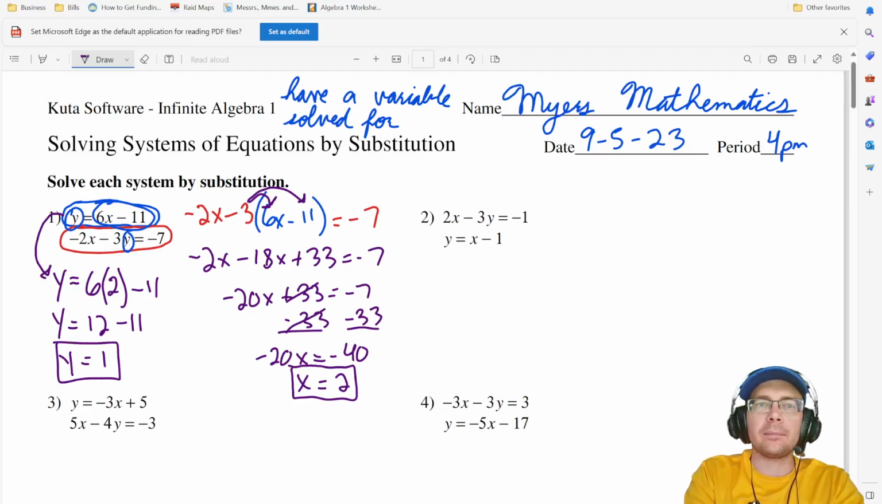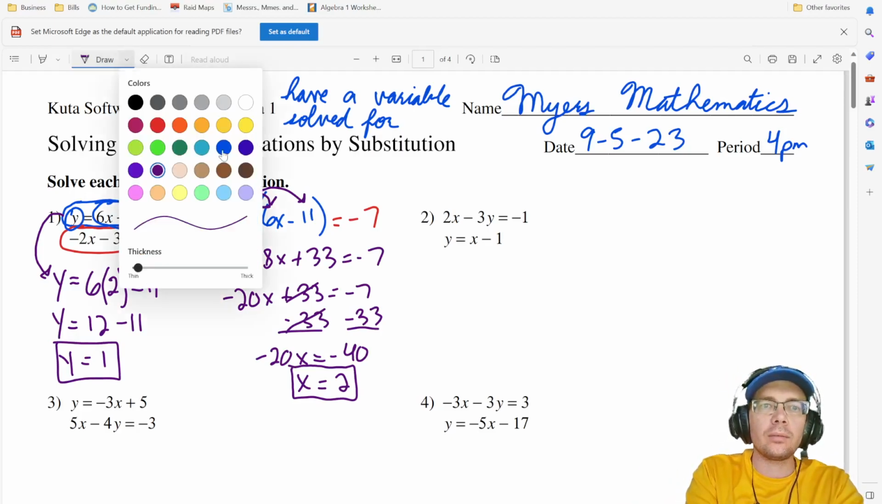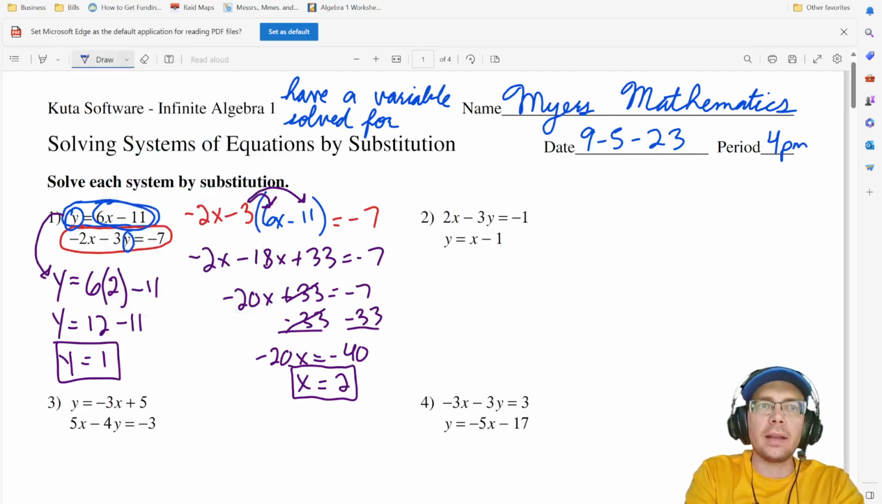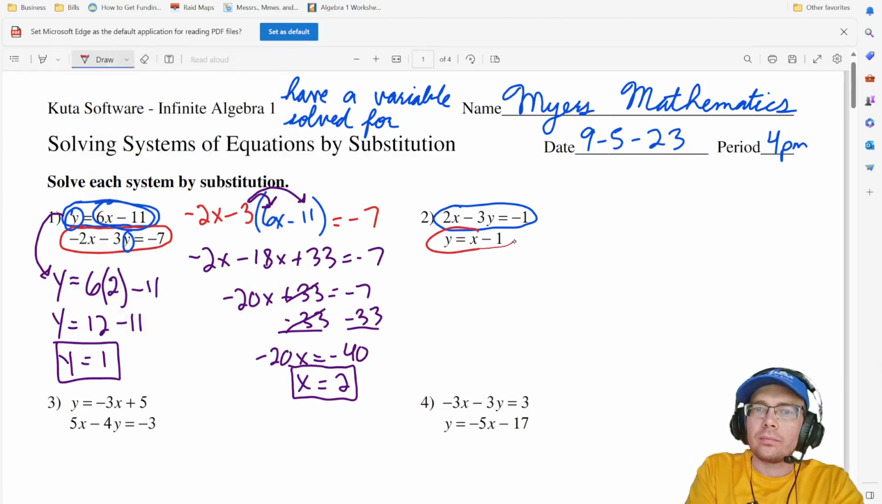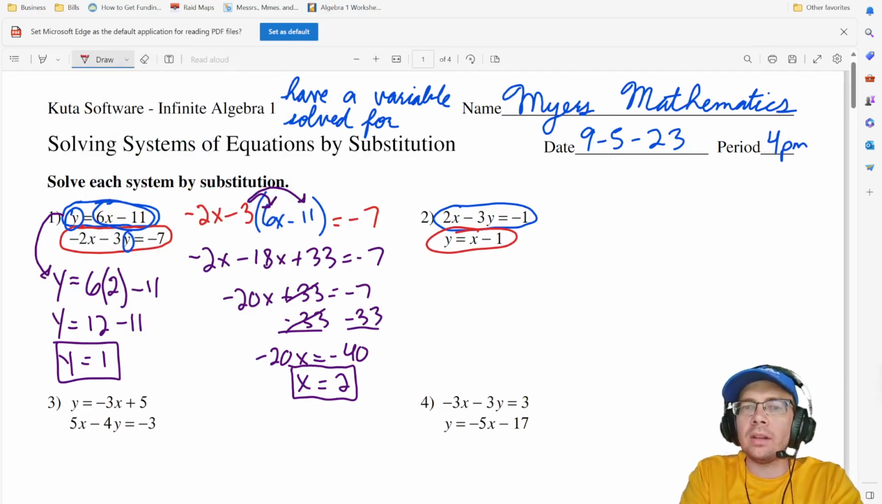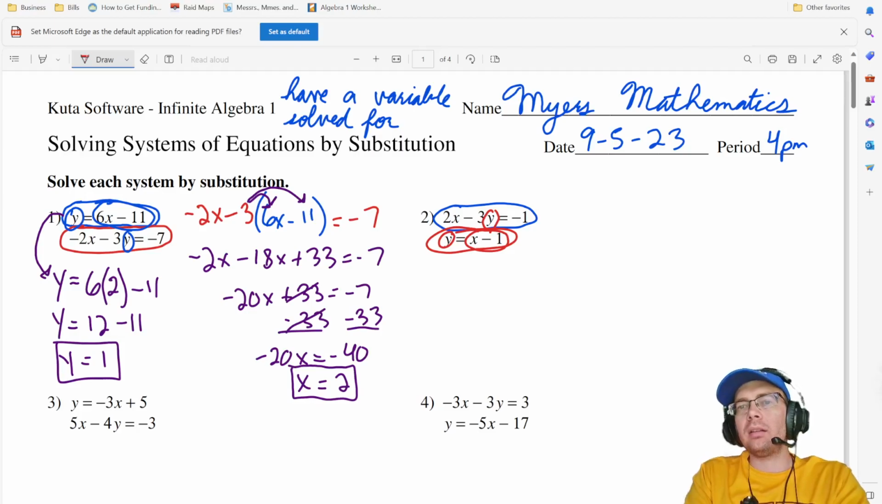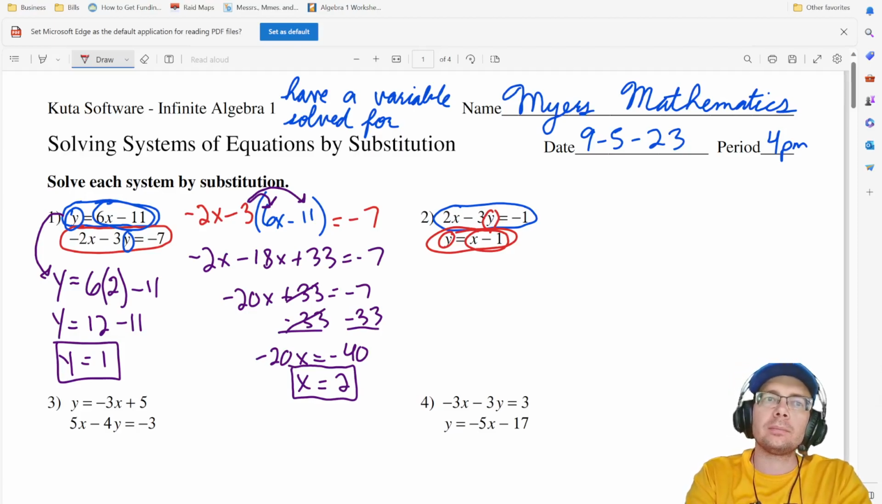All right, so let's do it again. Encore. We got to have a blue and a red. So here's our blue. And then the other one is our red. So we're going to be inserting the red, the x minus 1, in place of the y. So this, I'm going to circle it with red here. I'm going to replace x minus 1 where I see the y in the blue equation.